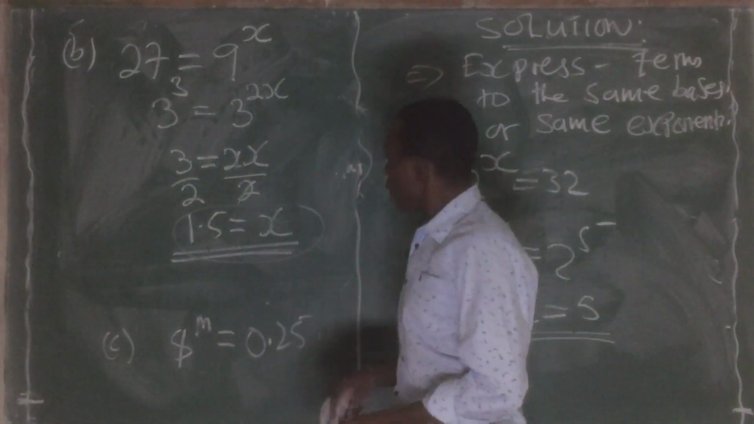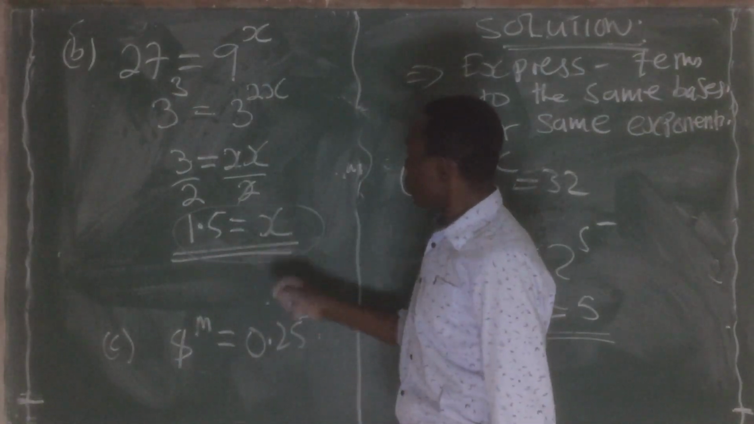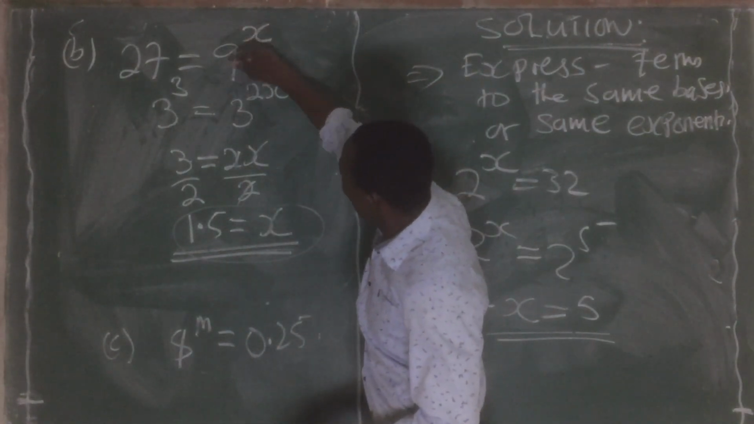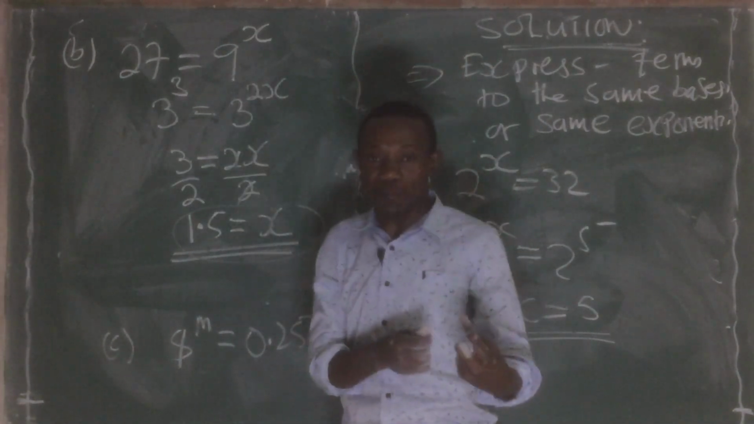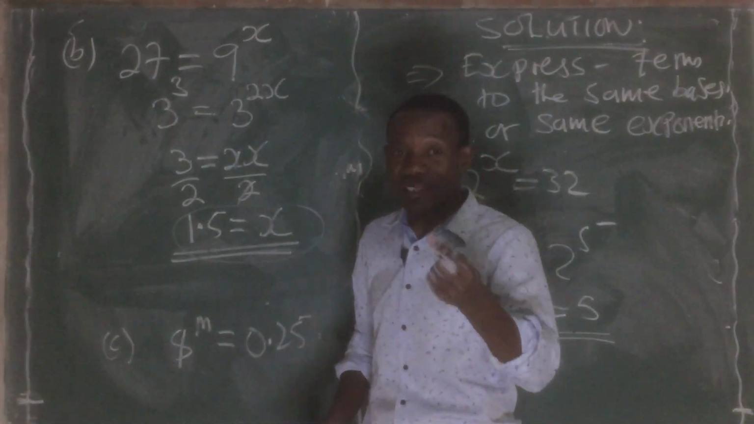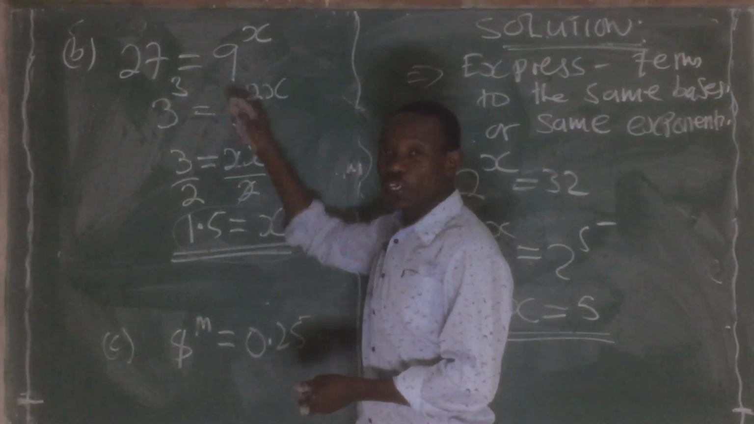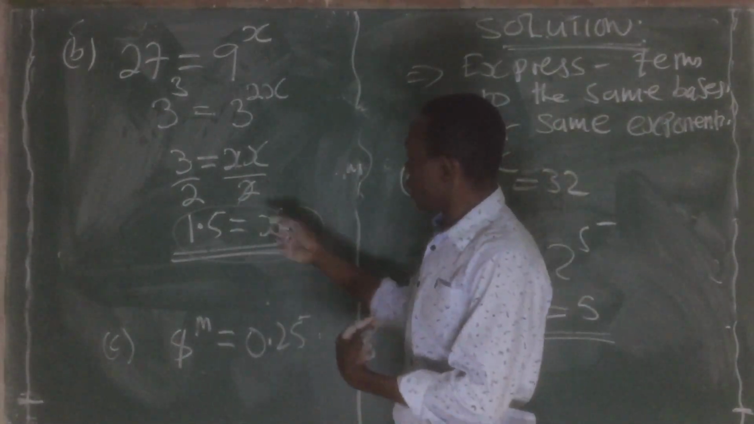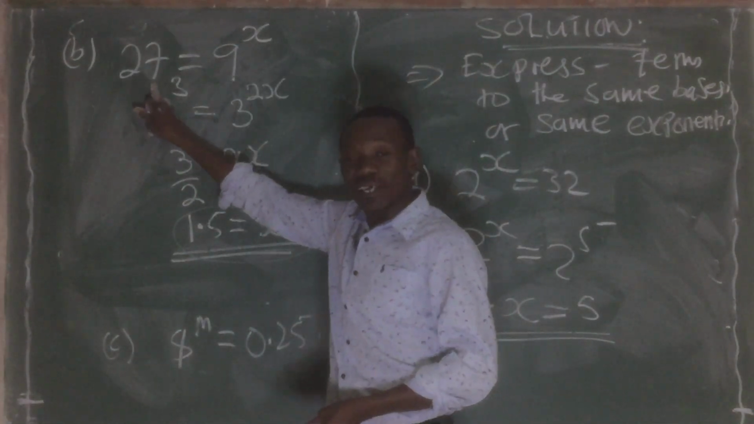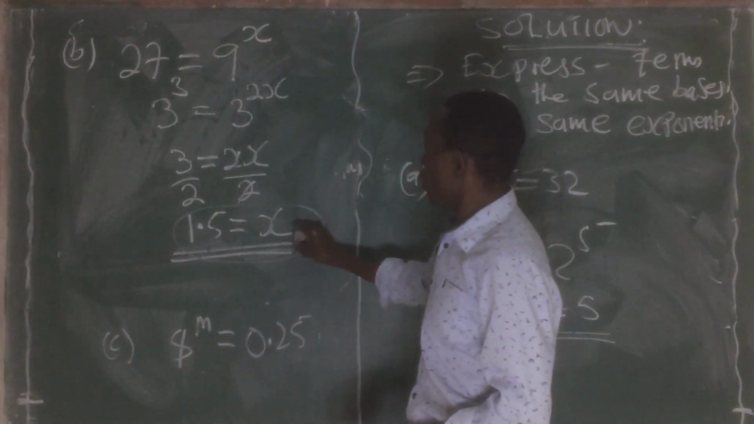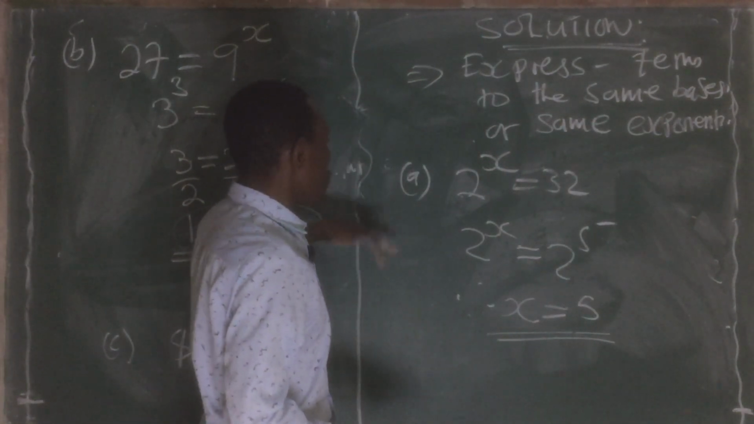The same way, if I found that x is 1.5, what does this tell me? This tells me that I have to multiply this 9 1.5 times. You can't multiply this 9 2 times. If you multiply it 2 times, it will be 9 times 9 is 81. So the number of times you multiply the 9 should be less than 2. In this case, 1.5 times we can multiply a 9, then we're going to get what? 27. So that's what we have here. That is the principle of expressing terms to the same base.